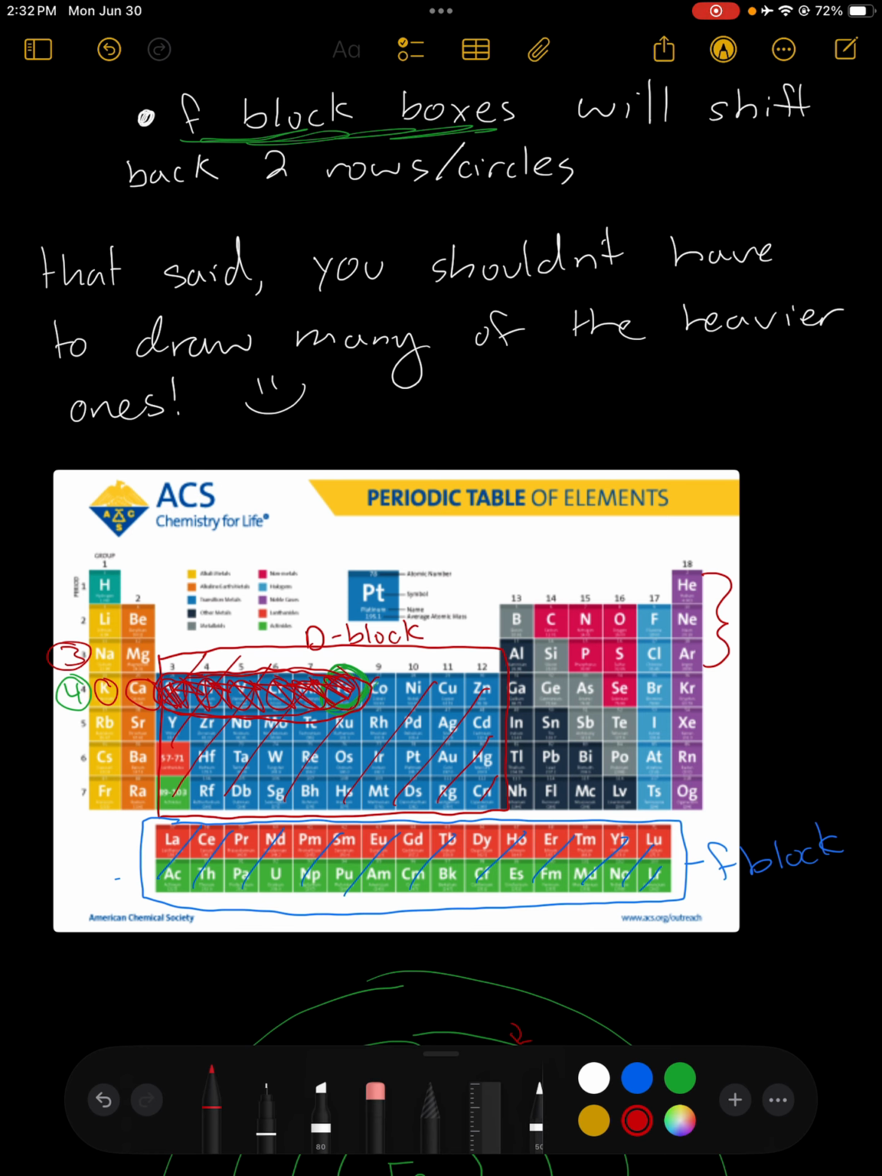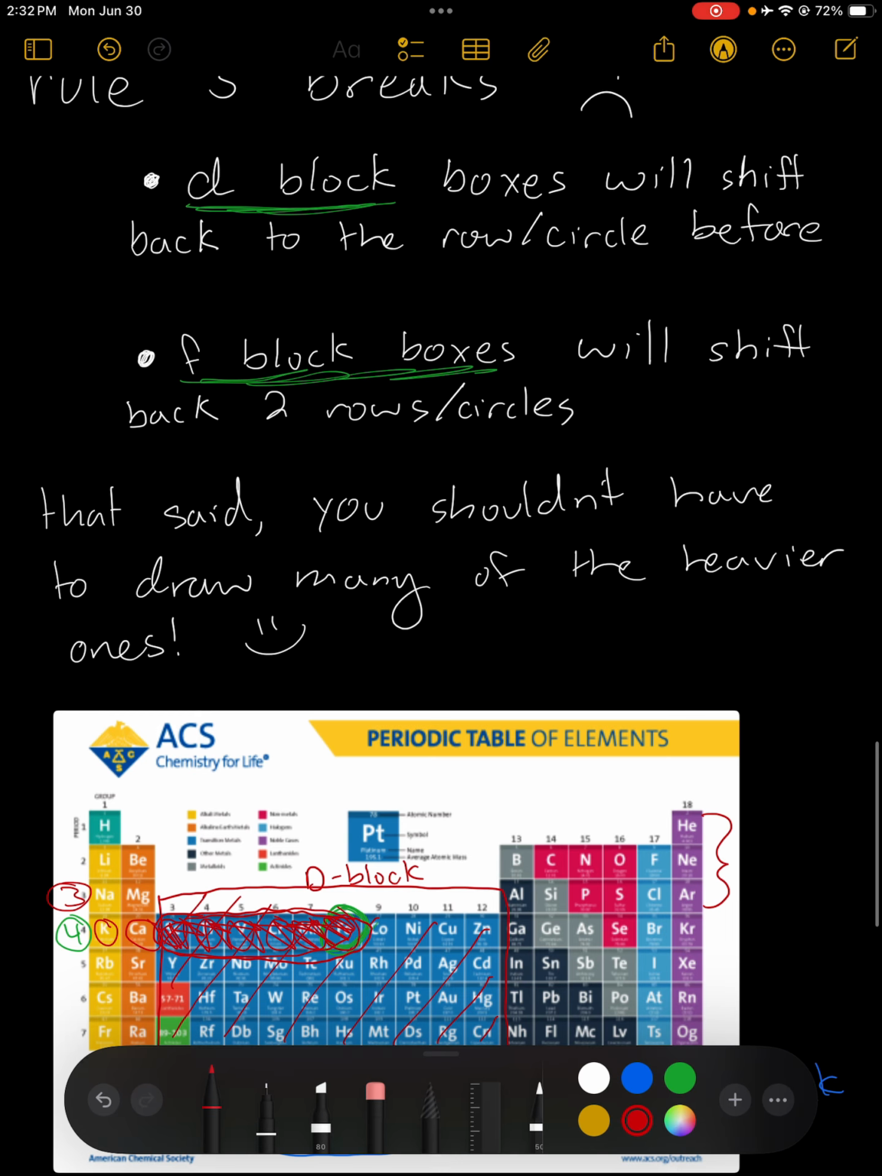So if you're not sure how to draw Bohr models correctly, or if you have questions on how to distribute D and F block boxes or anything like that, you can always ask me and I'm happy to help you.